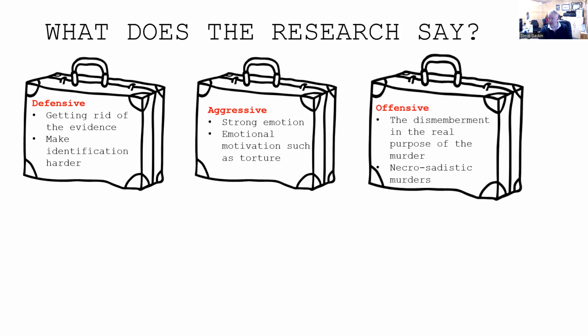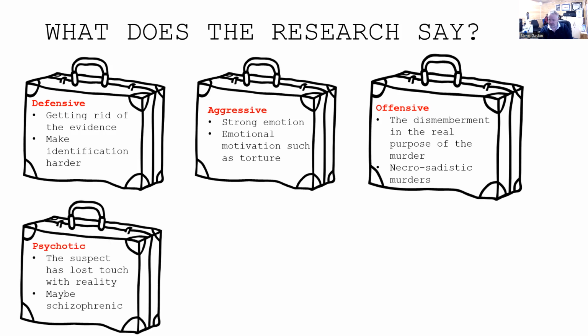So the dismemberment is the real purpose of the murder. So they haven't thought, well, what I'll do is I'll shoot that person, stab them, use blunt force trauma. The whole idea of the purpose is the actual physical act of dismemberment, and that is why it is called offensive. And I apologize in some ways for putting this term in here, but you can look this up, necro-sadistic murderers often will use this particular method where suitcases are involved.